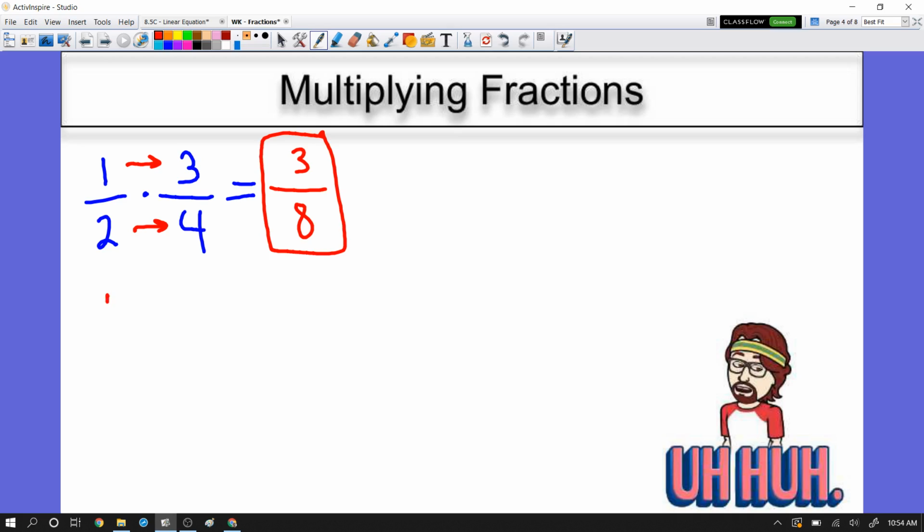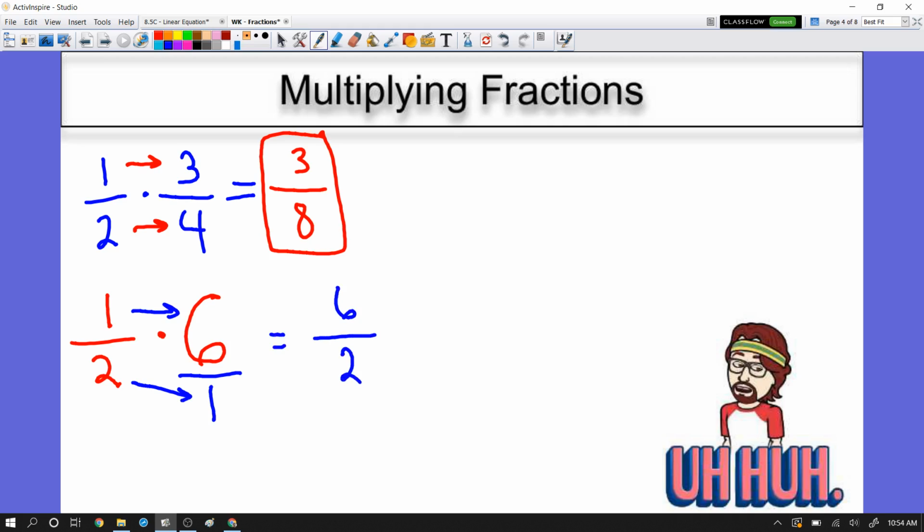So what does it look like if I had a fraction times a whole number? So underneath every whole number, because 6 can be divided by 1, 1 goes into 6 times. Anytime there's a whole number like this that's not a fraction, you can always just put a 1 underneath it. Then you're going across the top and across the bottom. That would equal 6 over 2. This is an improper fraction.